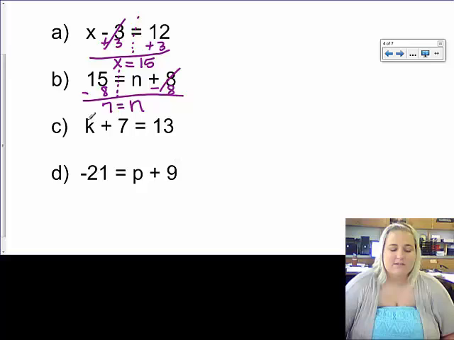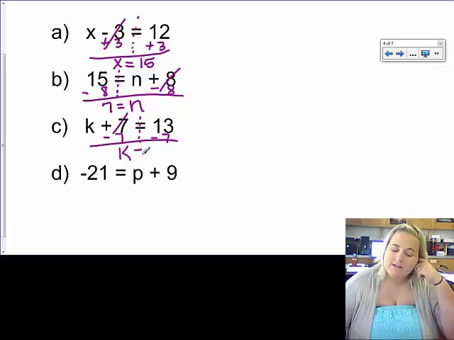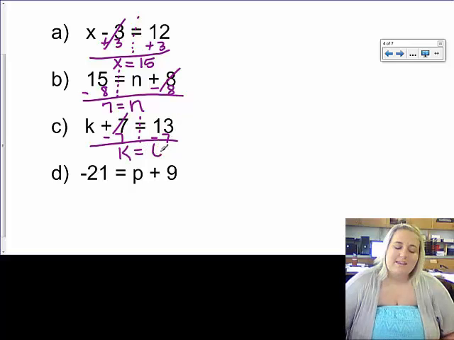On C, we're trying to get k by itself. 7 is being added to k, so the opposite of adding would be subtracting. So I'm going to subtract 7. What I do to one side of the equal sign, I must do to the other side of the equal sign. So those will cancel out. I have k equals 13 minus 7 is 6. Final answer.